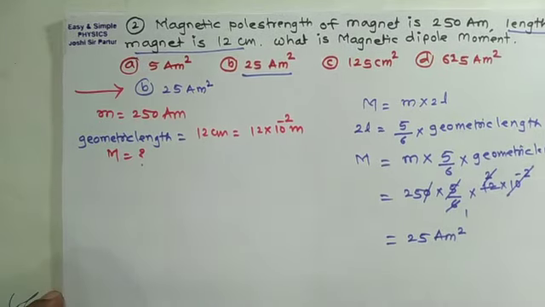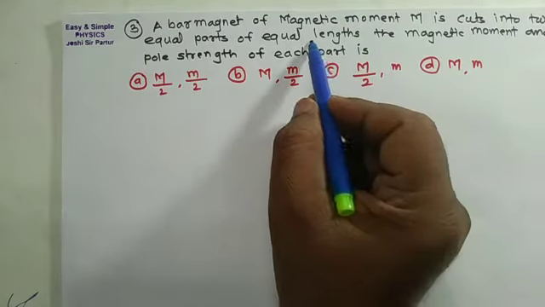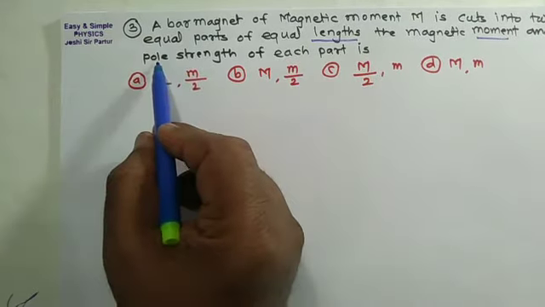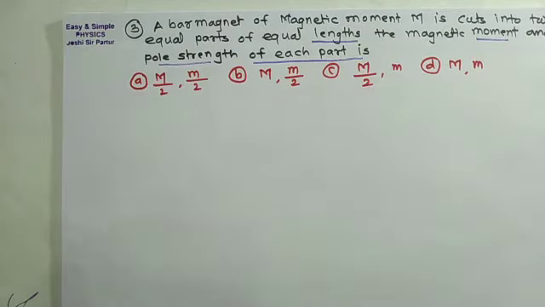Similarly, we can see the third example. That example will be: a bar magnet of magnetic moment capital M is cut into two equal parts of equal length. See here, equal length. The magnetic moment and pole strength of each part is? So here we can use magnetic moment and pole strength for each part.